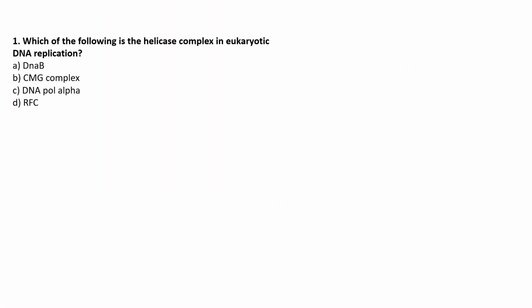So, which of the following, this is all with respect to mostly eukaryotic DNA replication, is the helicase complex in eukaryotic DNA replication? I mentioned it just now while introducing. Do you guys remember what I said?